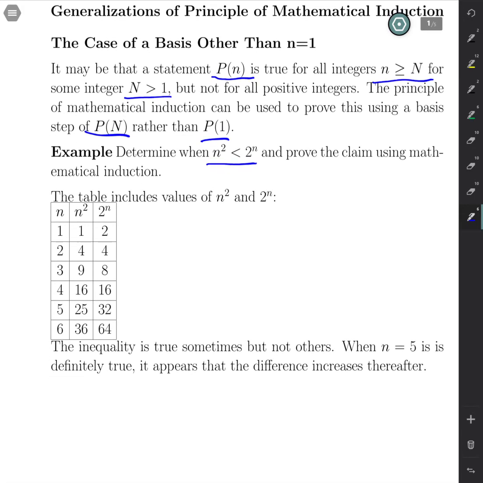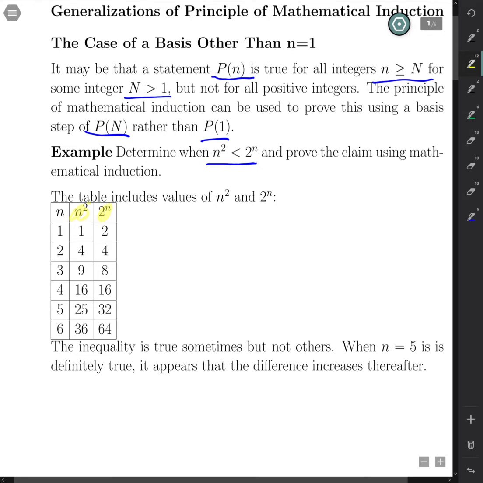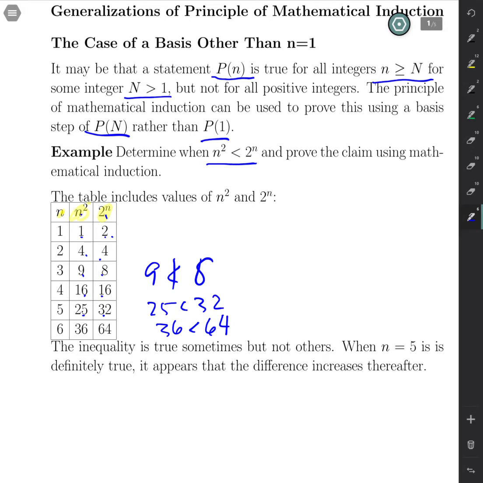So the table includes values of n squared and 2 to the n for various values of n. When n is 1, it is true that n squared is less than 2 to the n. 1 is less than 2. But at 2 we get equality, not a strict inequality. And at 3 it fails. 9 is not less than 8. At 4 we get equality again, but now at 5, 25 is less than 32. And at 6, 36 is less than 64, and it appears to be getting a greater difference between them. So perhaps it works from 5 and on, and that's what we'll claim.